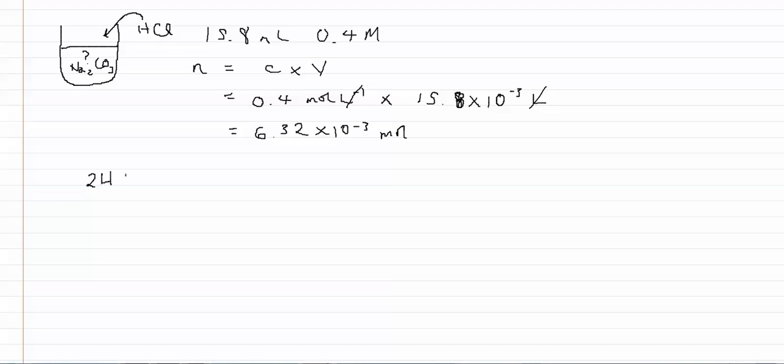So hydrogen chloride reacts with sodium carbonate to give us sodium chloride and carbon dioxide and water. Now if we look at this equation, the stoichiometry of the equation, we can see that for every mole of sodium carbonate that reacts, 2 moles of hydrogen chloride have reacted. So the stoichiometry of the reaction is 2 to 1.